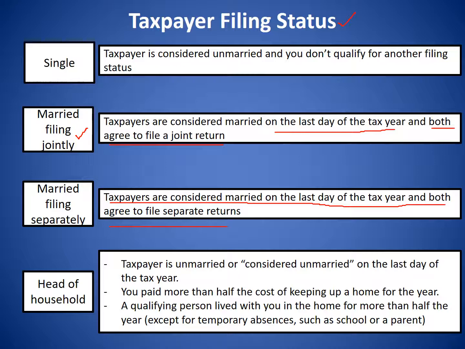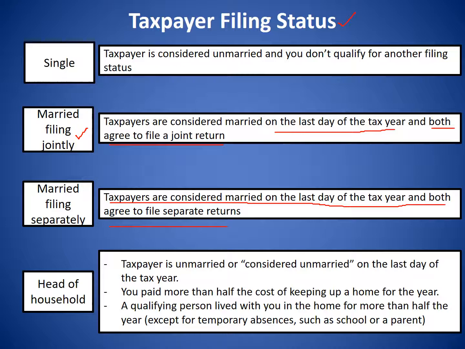Now, married can be interpreted a number of ways, and yes, the federal government does recognize same-sex spouses as being married. They also recognize pretty much court orders if you decide you're divorced. Because of a church annulment, that's not good enough for the IRS. They want to see a court type of divorce or a court type of order. So that's the married side of things.